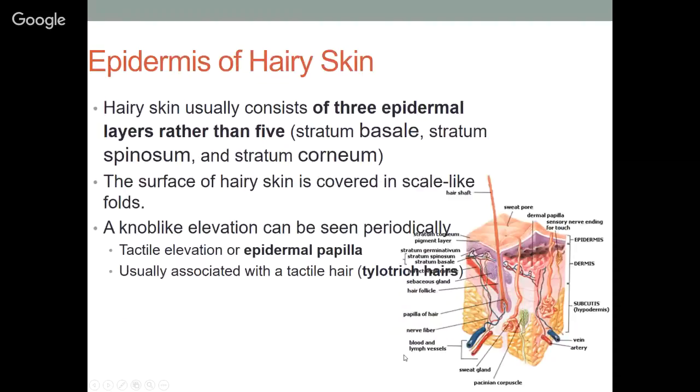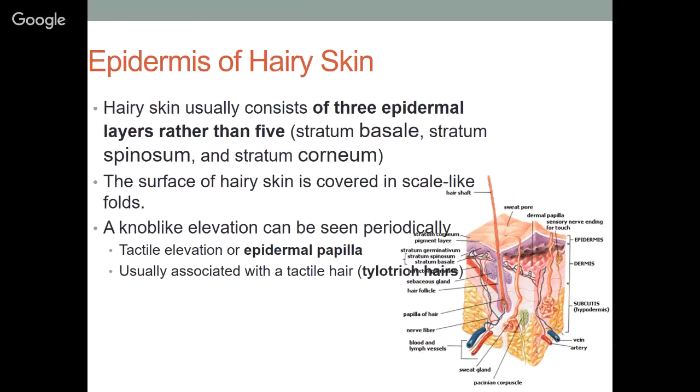The epidermis of hairy skin. This is the skin that mostly covers your body. If you look at any mammal, you will see that mammals who have hairy skin do not have hair in certain areas. These include the palms of our hands and the bottoms of our feet, and then usually around our lips a little bit, but that's about it. We have hair covering every other part of our body.